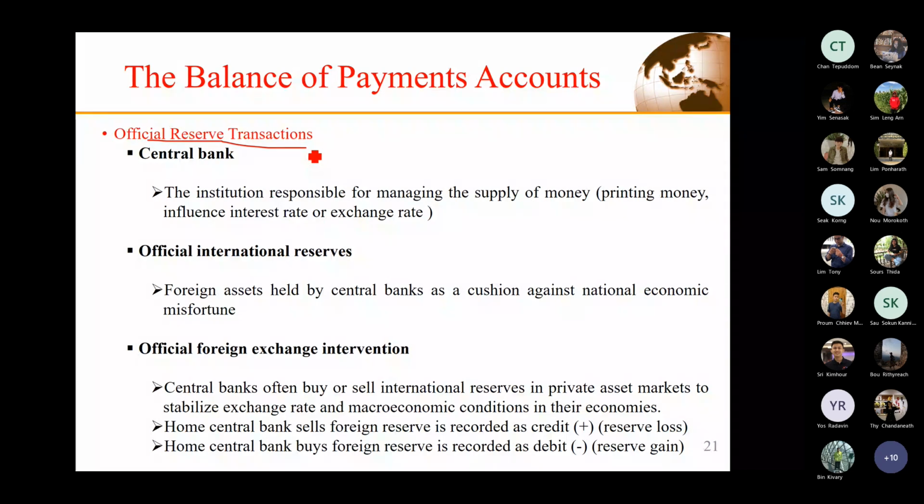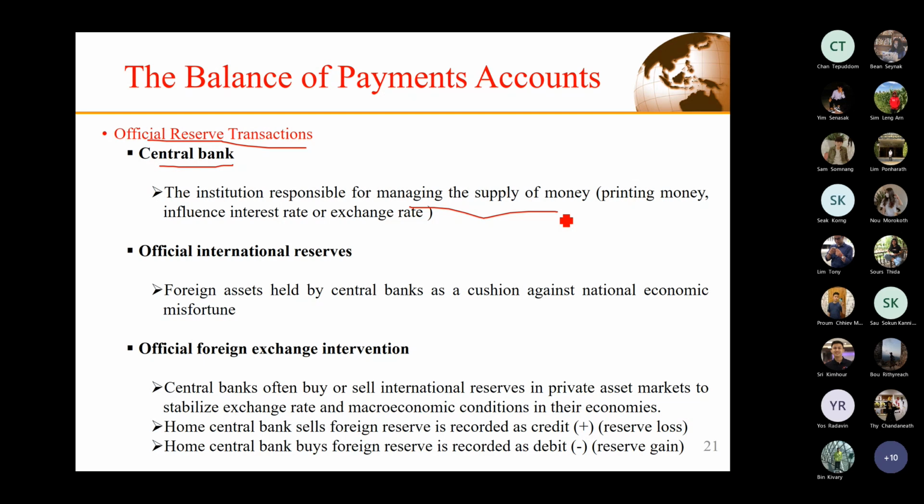So first, let me define what exactly the central bank is. The central bank is the institution responsible for managing the money supply, such as printing money, influencing interest rates, or regulating the exchange rate. You can think of it like a country's bank, the bank that regulates all the money in the country.